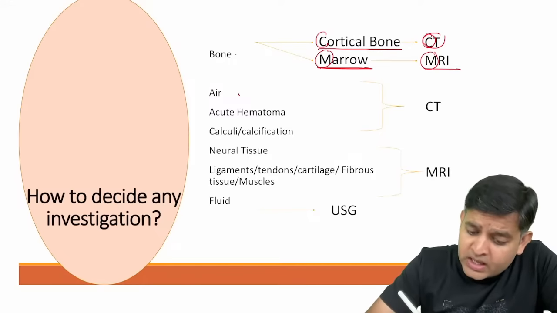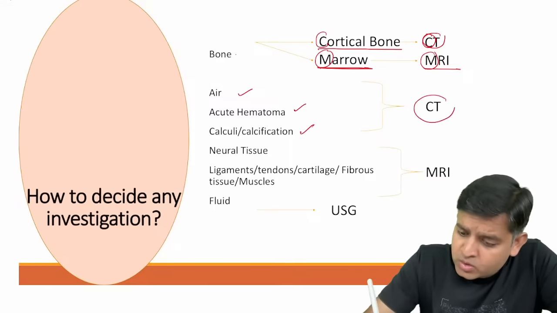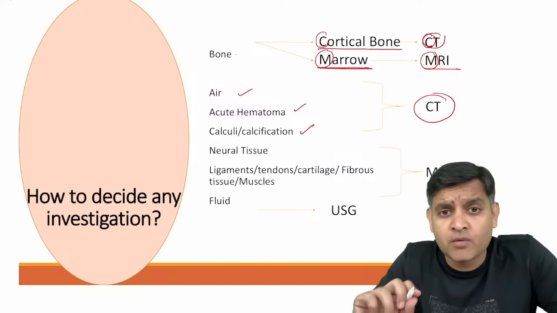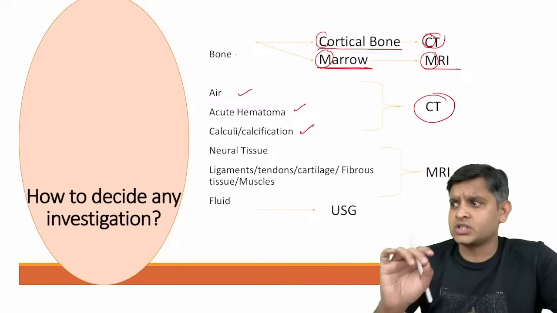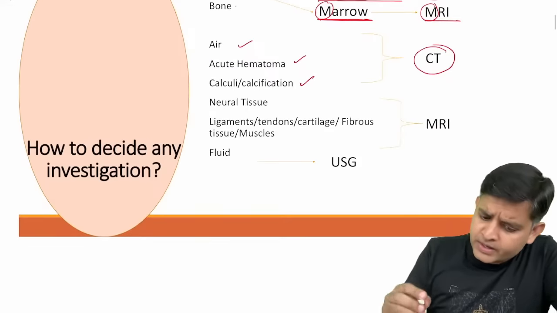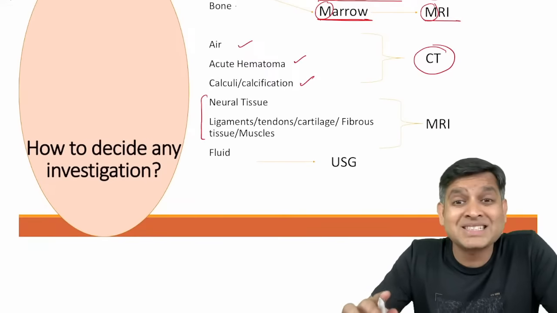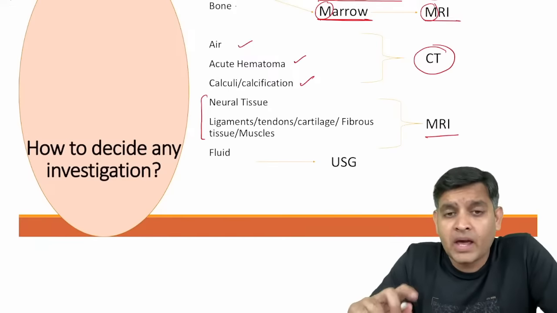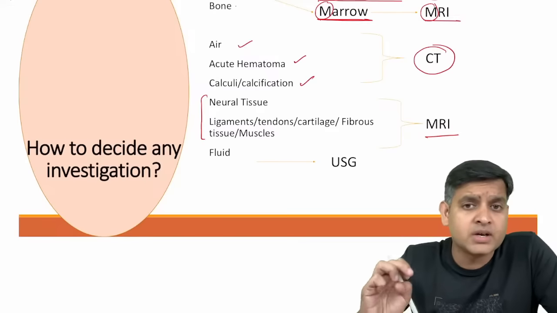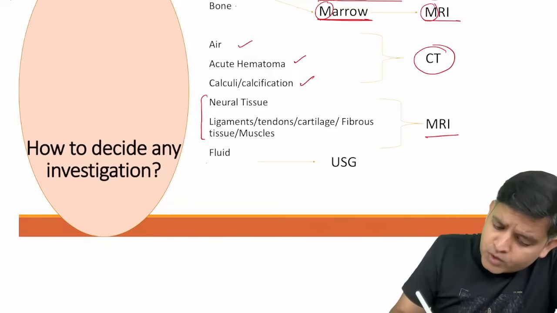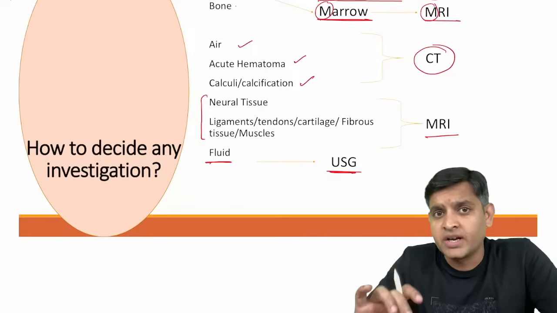If you want to see air, acute hematoma, calculi or calcification, in any disease, you would like to do a CT scan. However, if you want to see neural tissue, ligaments, tendons, cartilage, fibrous tissue and muscles, you would like to do an MRI. If you want to see fluid, the preferred investigation is ultrasound.